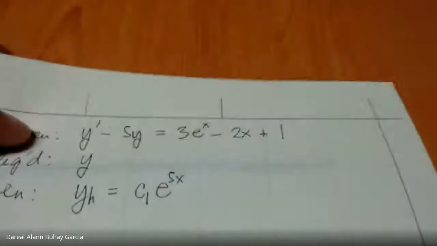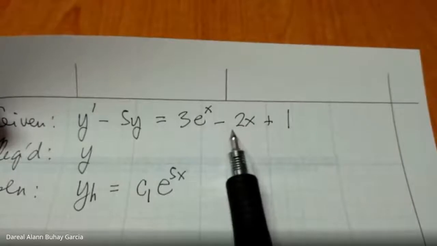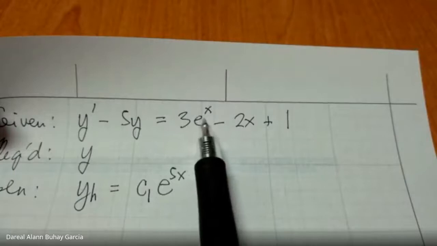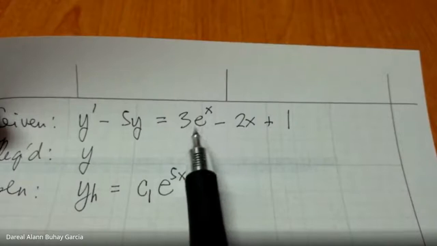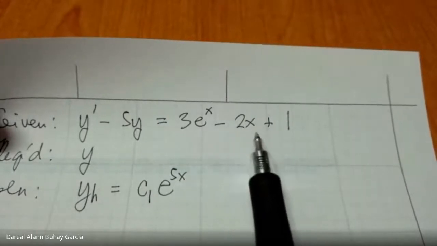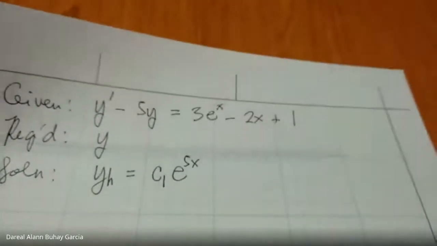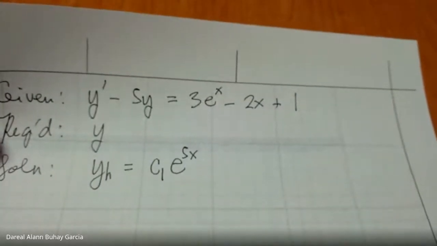So what kind of combination? Product, no? This is a product. Sum and difference. Yeah, sum and difference. So phi of x is a sum and difference of an exponential function and a polynomial function. So it is a combination of case 1 and case 2. It is only a sum and difference, not a product.